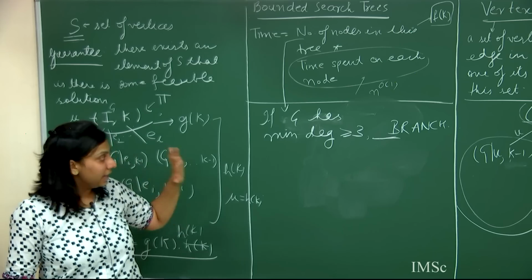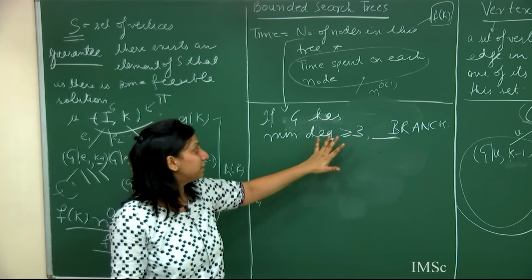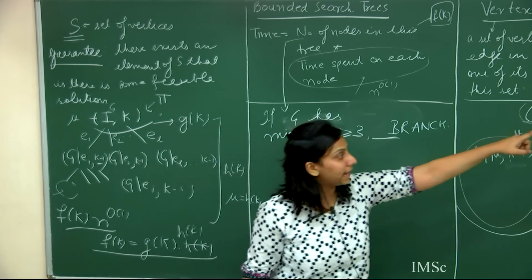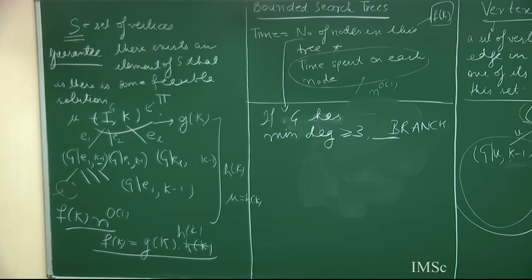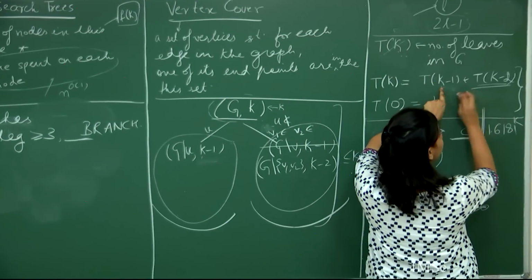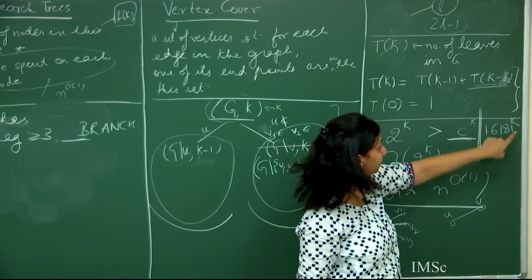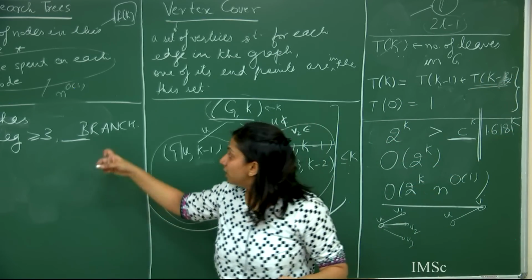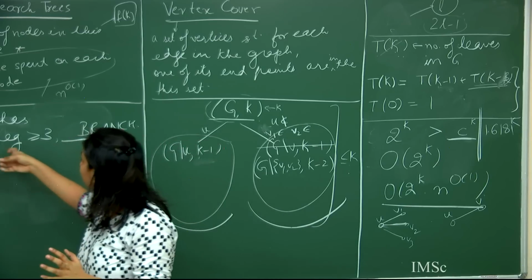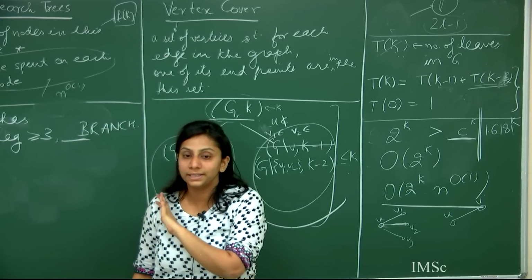Okay. If I know that I'll only be branching when the minimum degree of the graph is at least 3, then in that case I'll get a recurrence that has running time T(k-1) plus T(k-3), and this is definitely again better than this. Okay. So again, I want to do this. If the minimum degree of the graph is at least 3, then I want to branch. Otherwise, I don't want to branch.